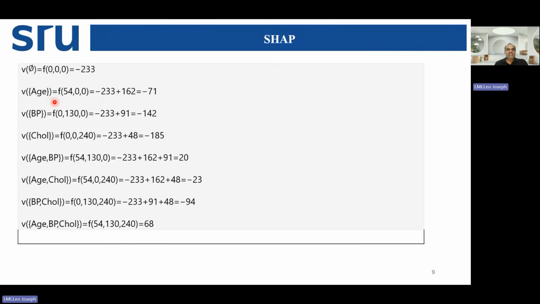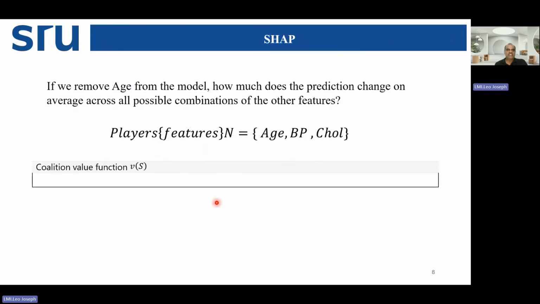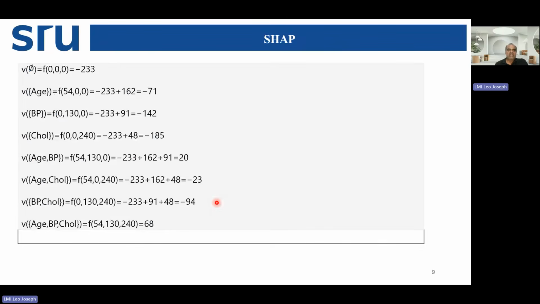So V of age is nothing but, what is age? 54. The remaining two values are removed. Only age is present. So what happened? Minus 233 plus the contributing factor of age, which is 162. You can see here, 162, that is 3 into 54. This comes from linear theory only: weight into the age. Whatever age you are taking, you have to take into consideration. Automatically SHAP will calculate. So minus 233 plus 162 is nothing but minus 71.